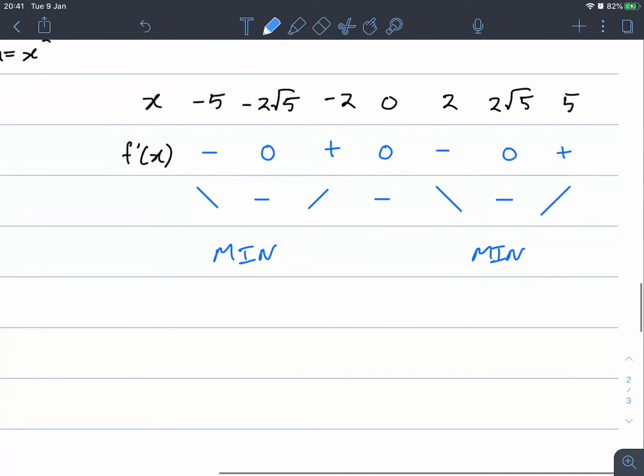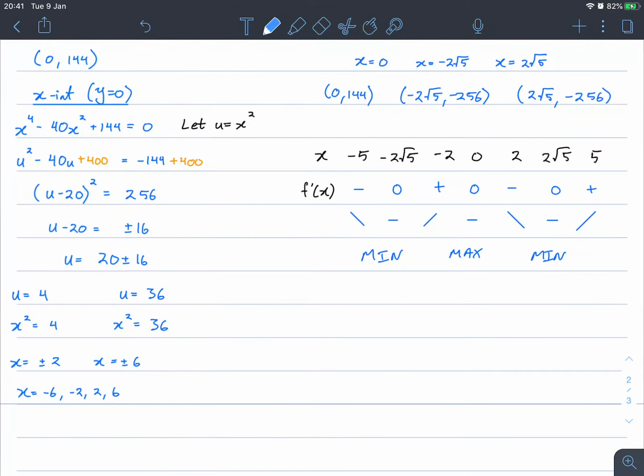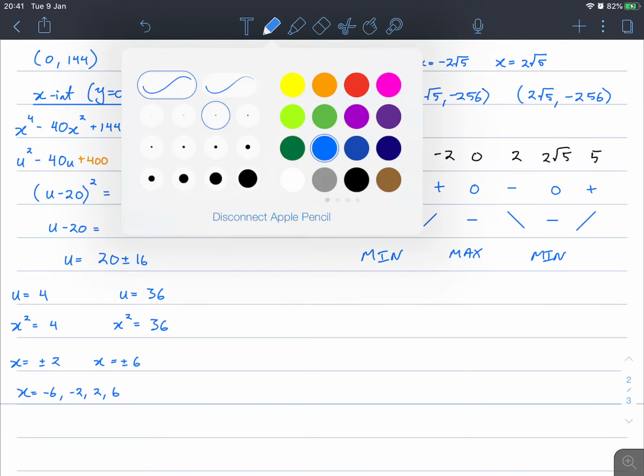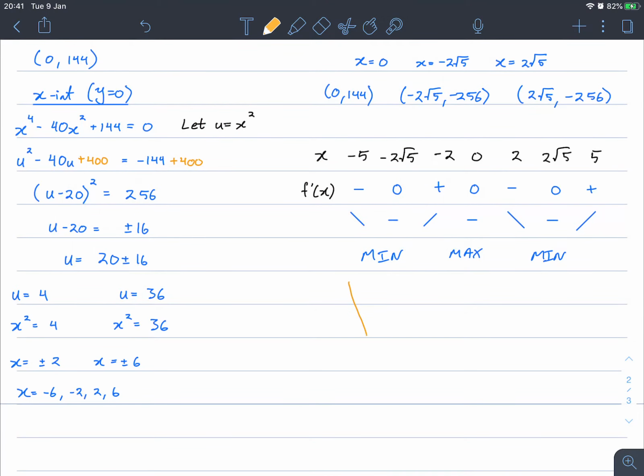In the last video we found that these 2 points are minimum, which means that this point here must be a maximum. All right, so we can kind of see the function already taking shape. It's going to be somewhat like this. It's decreasing to the minimum, increasing to a maximum, decreasing again, and then going back up.